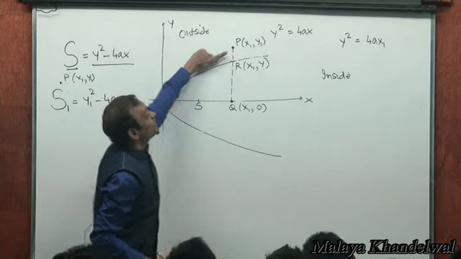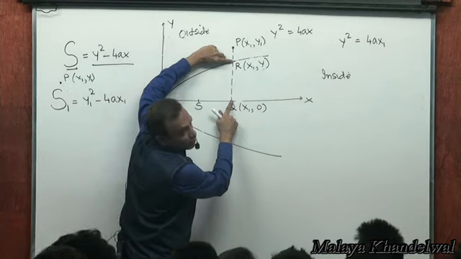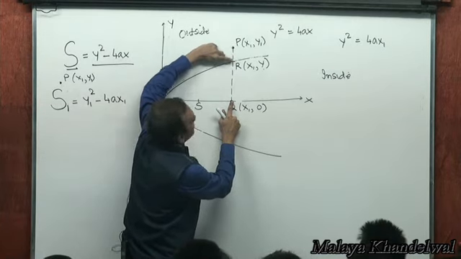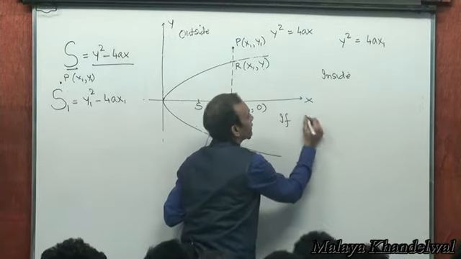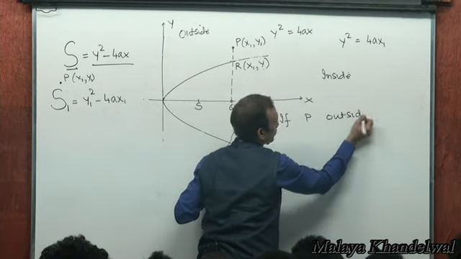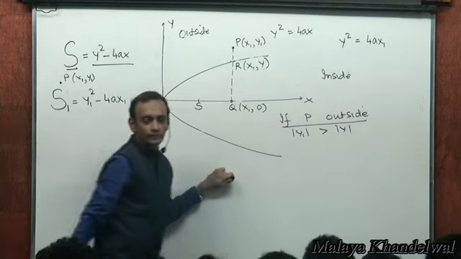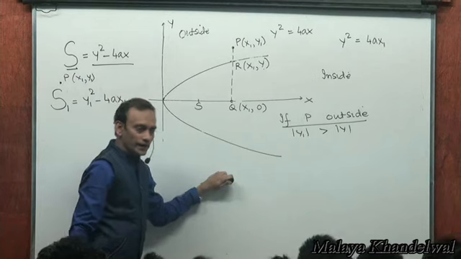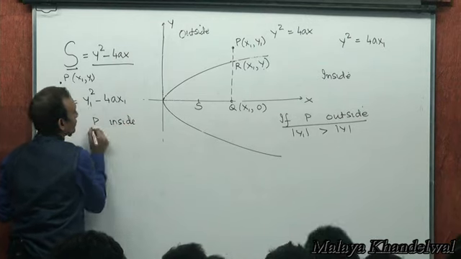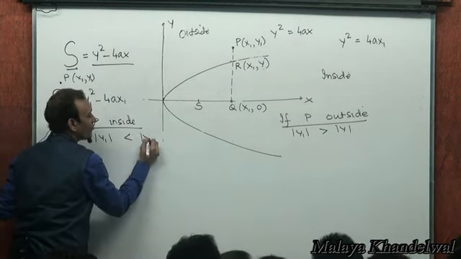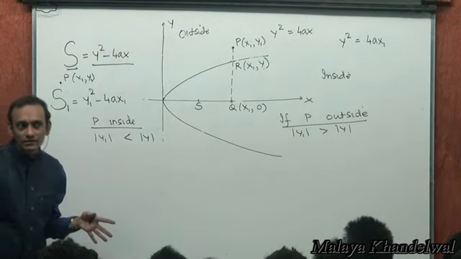Now, if P is a point outside the parabola, can I not say mod of y1 will be greater than mod of y? So if P is outside the parabola, then mod of y1 will be greater than mod of y, right? And if P is inside, then mod of y1 would be less than mod of y, right? That's how you distinguish between points inside and outside.